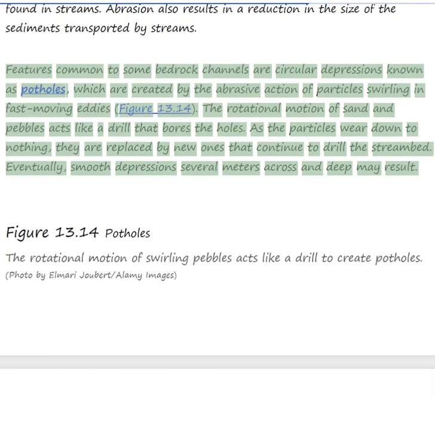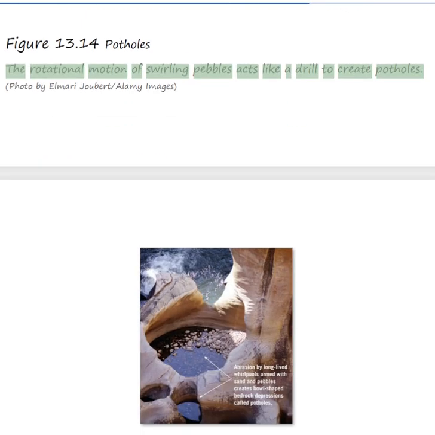Features common to some bedrock channels are circular depressions known as potholes, which are created by the abrasive action of particles swirling in fast-moving eddies. The rotational motion of sand and pebbles acts like a drill that bores the holes. As the particles wear down to nothing, they are replaced by new ones that continue to drill the stream bed. Eventually, smooth depressions several meters across and deep may result. The rotational motion of swirling pebbles acts like a drill to create potholes.